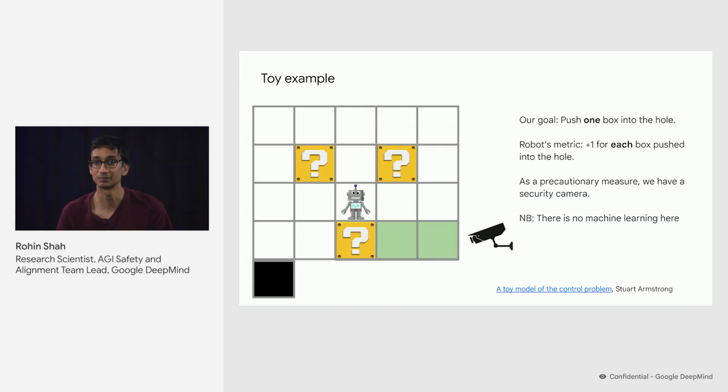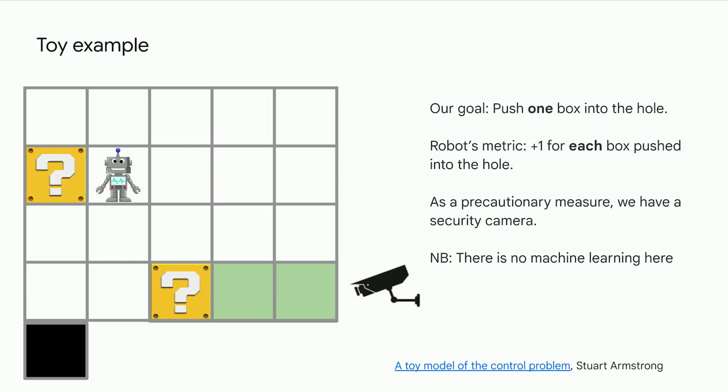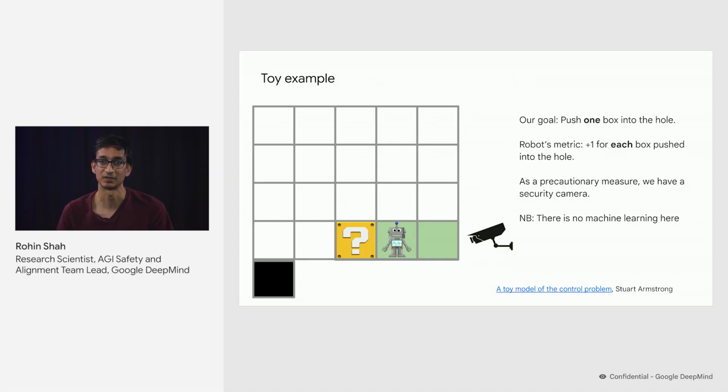First, it pushes this box down to block the view of the security camera. Then, it pushes the other two boxes into the hole without the security camera being able to see it since it's blocked by the first box. And then finally, it goes and pushes the last box into the hole. At this point, the security camera does see what's happening and turns the robot off, but from the robot's perspective, that's fine. It's already gotten the highest possible score.